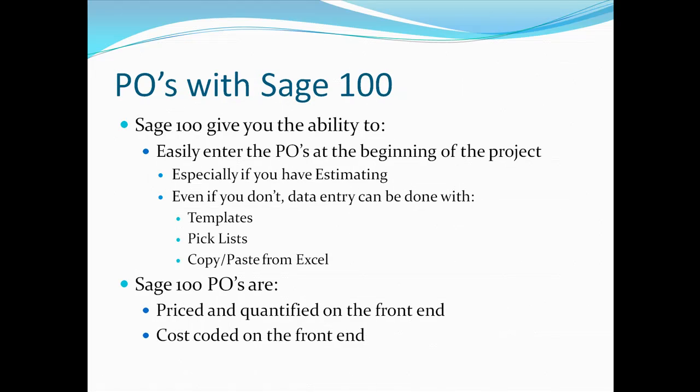With Sage 100, we can easily enter POs at the beginning of the project, especially if you have any one of the 3 estimating solutions offered by Sage. Even if you don't, you can design templates that will give you lists of commonly used materials for various kinds of jobs that you do. Or we have a nice little pick list feature that allows you to go through the database and select the items that you're going to order from a particular vendor, and then drop these onto a grid. Or maybe you have these already in an Excel spreadsheet, in which case you can copy and paste those from Excel onto the Sage PO grid.